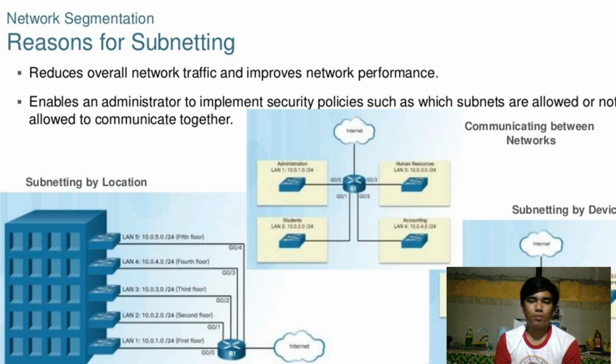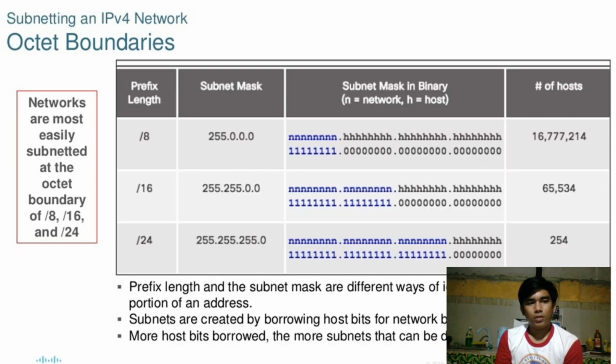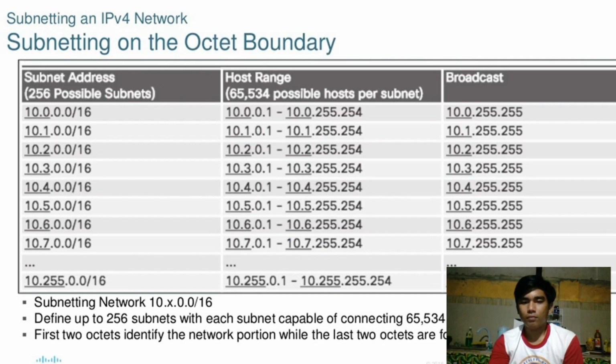There are a lot of pictures: subnetting by location, communicating between networks, and subnetting by device. Now the octet boundaries. Networks are most easily subnetted at the octet boundary of /8, /16, and /24. The prefix length and the subnet mask are different ways of identifying the network portion of an address. Subnets are created by borrowing host bits to network bits. The more host bits borrowed, the more subnets can be defined.